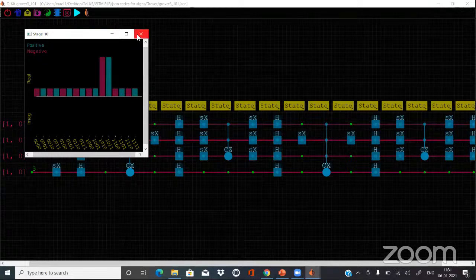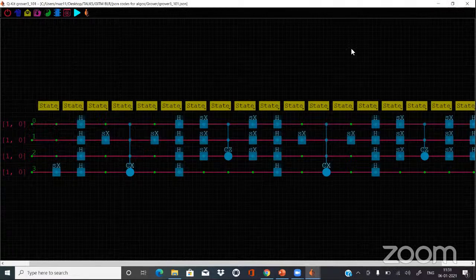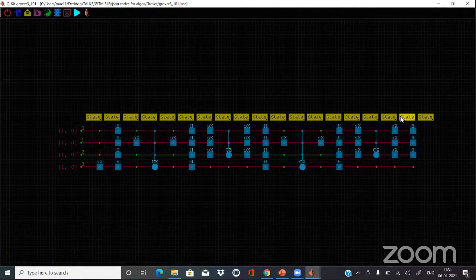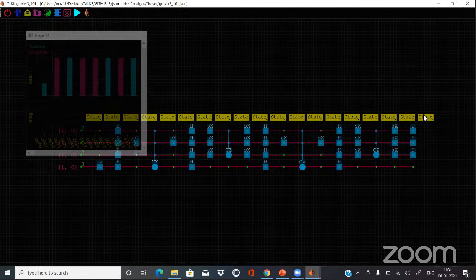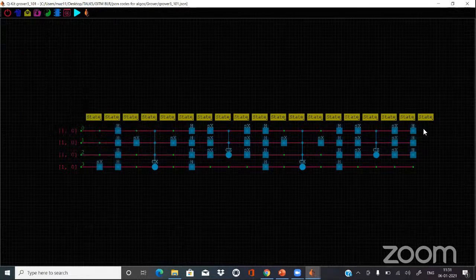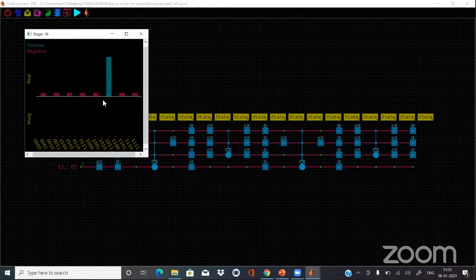So same thing, if we apply it 2 times, then what will happen? It will further increase. Amplitude increases further. Okay, so where will we see this? See here, the last step we should see. See here, the desired state is 101 and it has the highest amplitude.